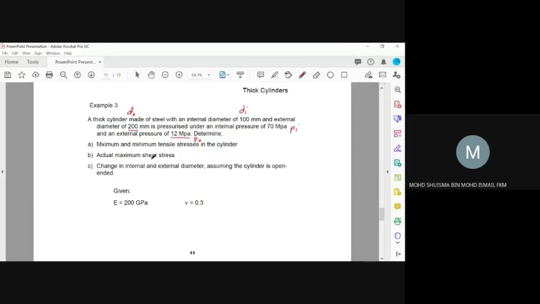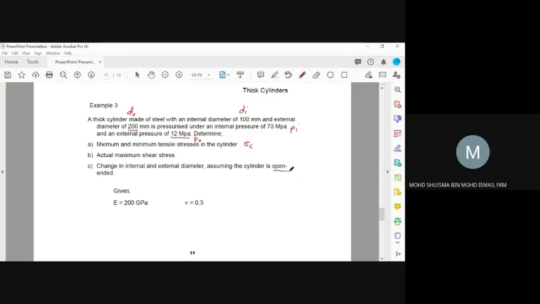So in the cylinder, we know that the tensile stresses are sigma C or sigma H, right? The tangential or circumferential stress. And then we are also asked to find the actual maximum shear stress. So this is the shear stress. And finally, change in internal and external diameter, assuming cylinder is open-ended. Okay. So the last one is assumption of cylinder is open-ended.